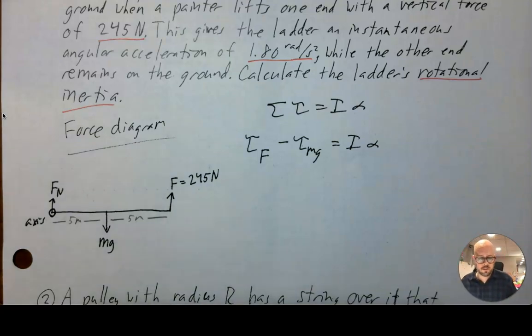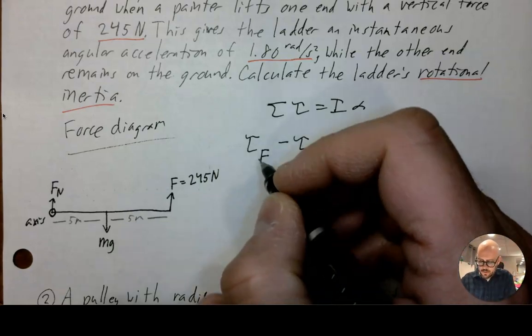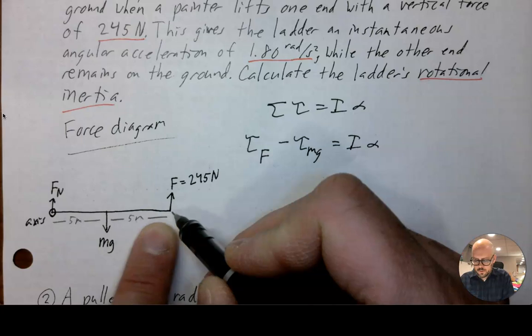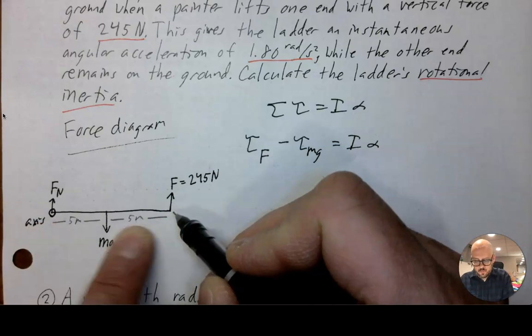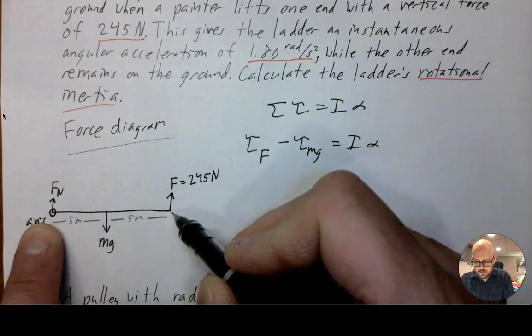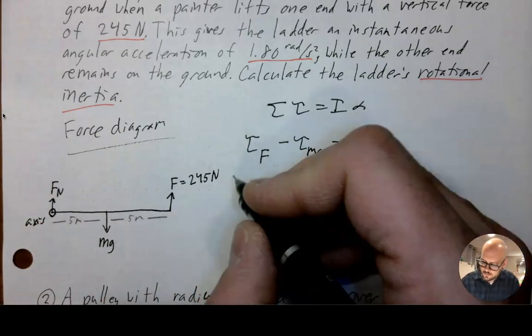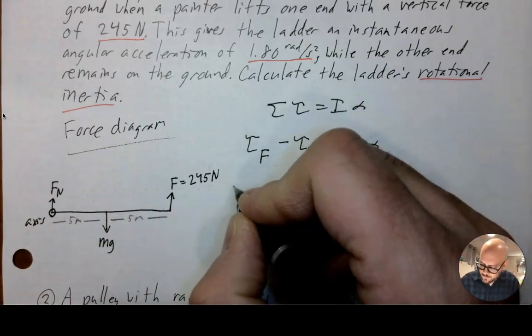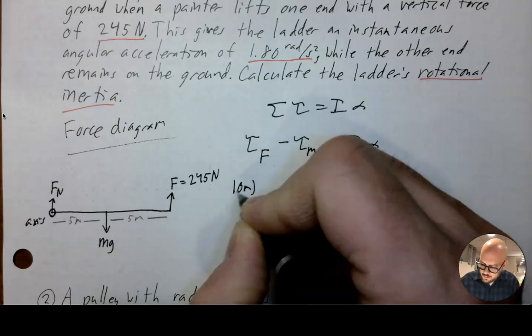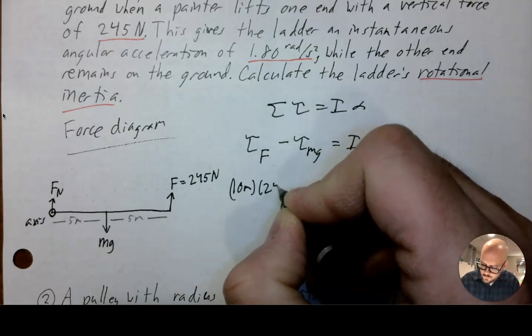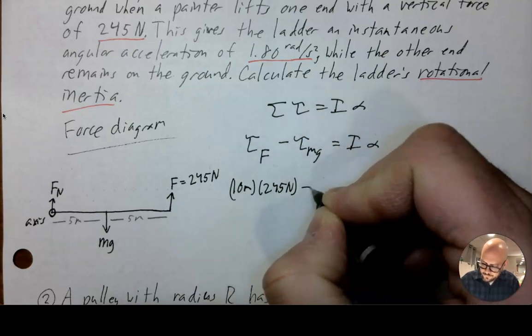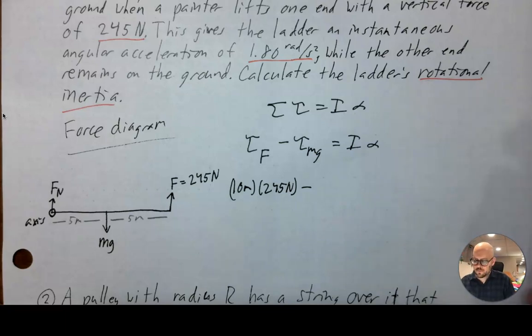As long as I can calculate the torques correctly, I'm going to be able to plug in the other values and be done with it. So this torque due to force F, that force is located the full 10 meters away from the axis, right? Because it's the right end that gets pulled or pushed like that. So 10 meters times 245 newtons. All right, so that's the upward torque.